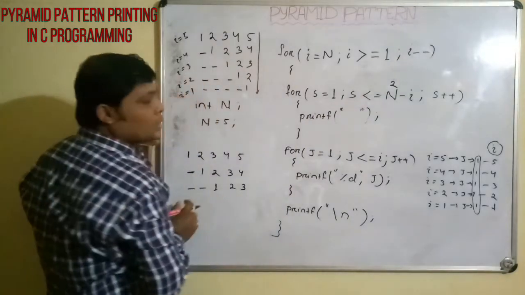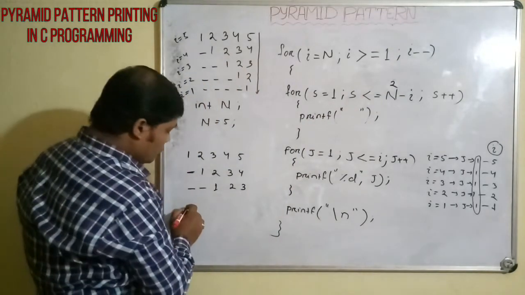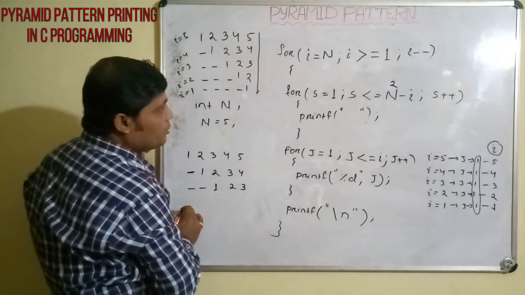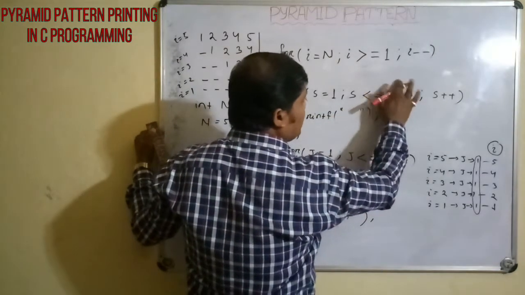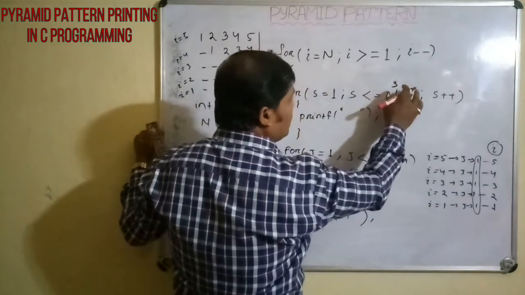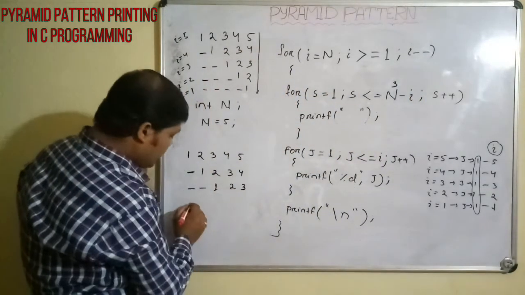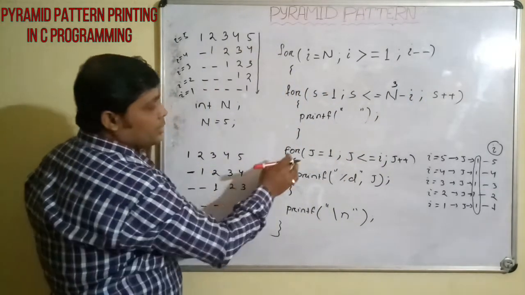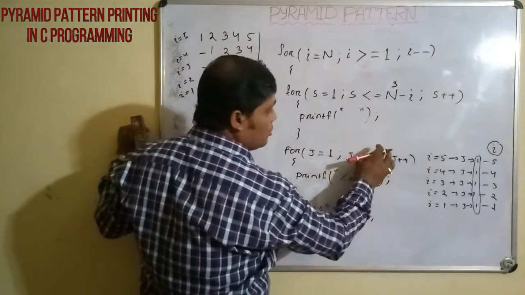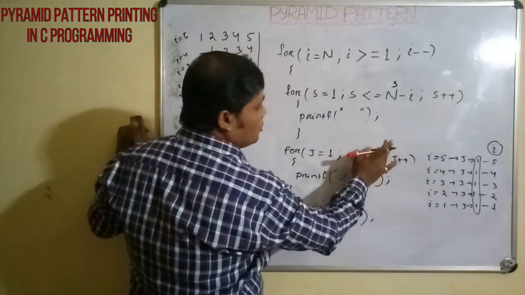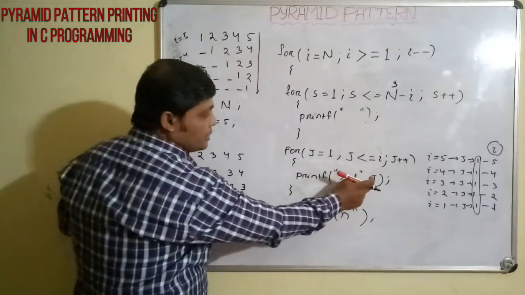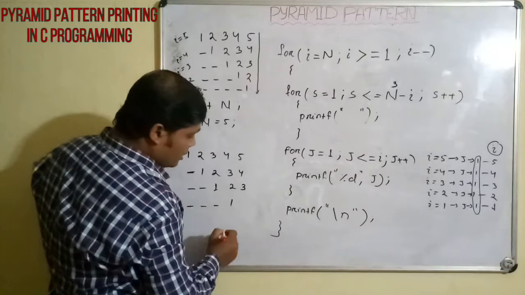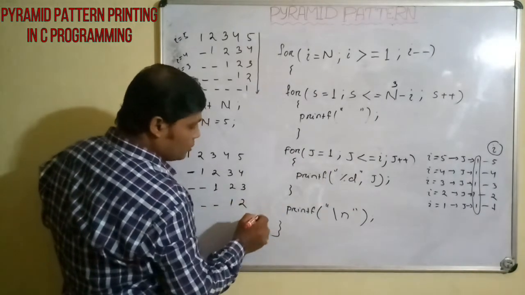Now what will it be? 2. So when i value will be 2, what will happen? 5 minus 2, this will be 3. So it will work for 1, 2, 3, that is 3 spaces will be there. Clear? Then j equal to 1, j less than or equal to, this is 2. So it will work for 1 and 2. Clear? Print %d j. When j value is 1, it will print 1. When j value is 2, it will print 2.